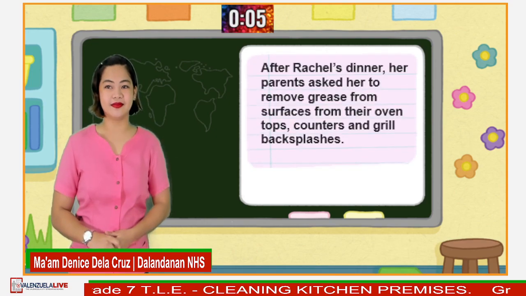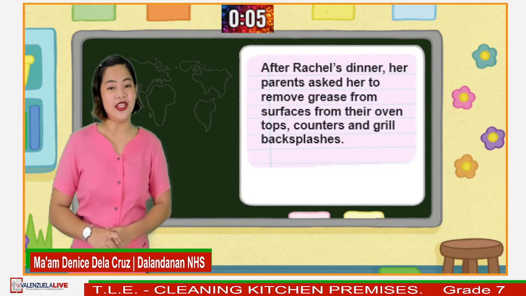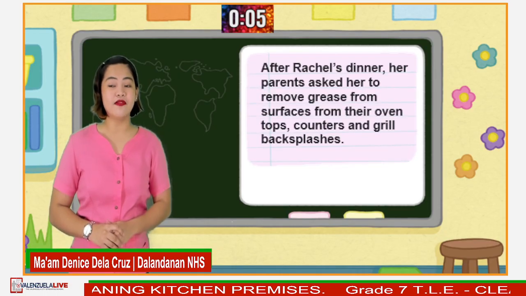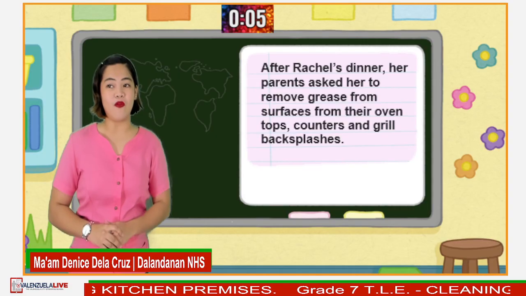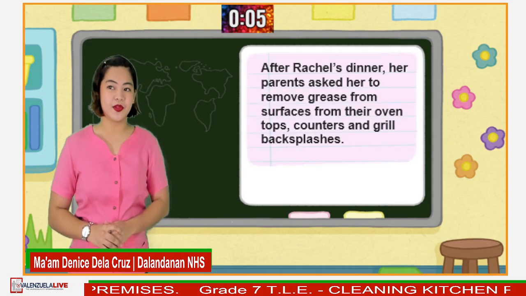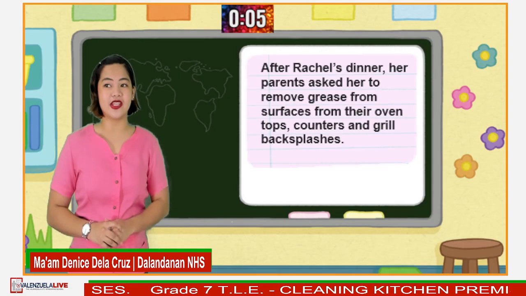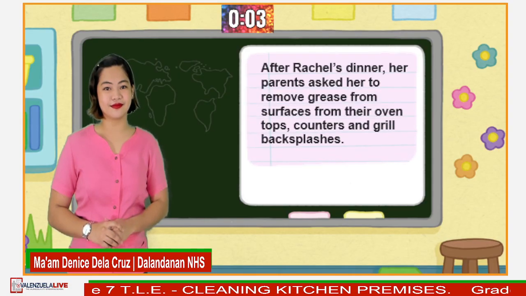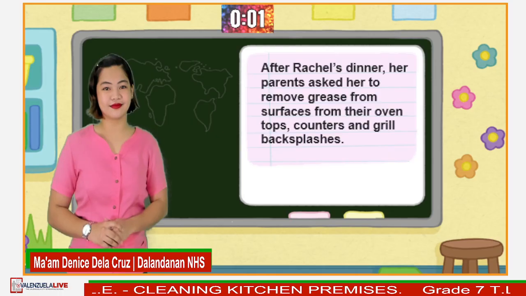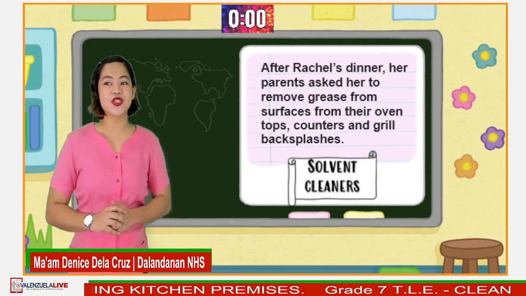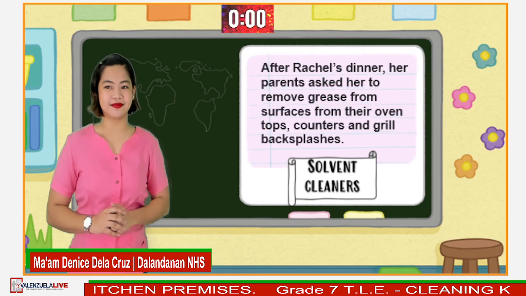Number 1. After Rachel's dinner, her parents asked her to remove grease from surfaces like their oven tops, counters, and grill backsplashes. What cleaning agent should she use? Very good! The answer is solvent cleaners.